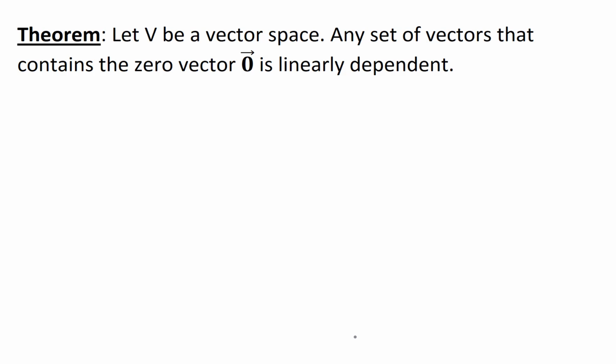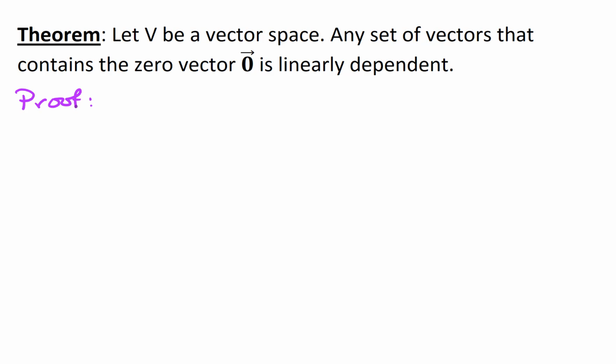Hello, in this video we're going to examine what happens when the zero vector is included in the set of vectors, and the theorem that we're going to prove says the following. Let V be a vector space. Any set of vectors that contains the zero vector is linearly dependent. Okay, so let's look at a proof.